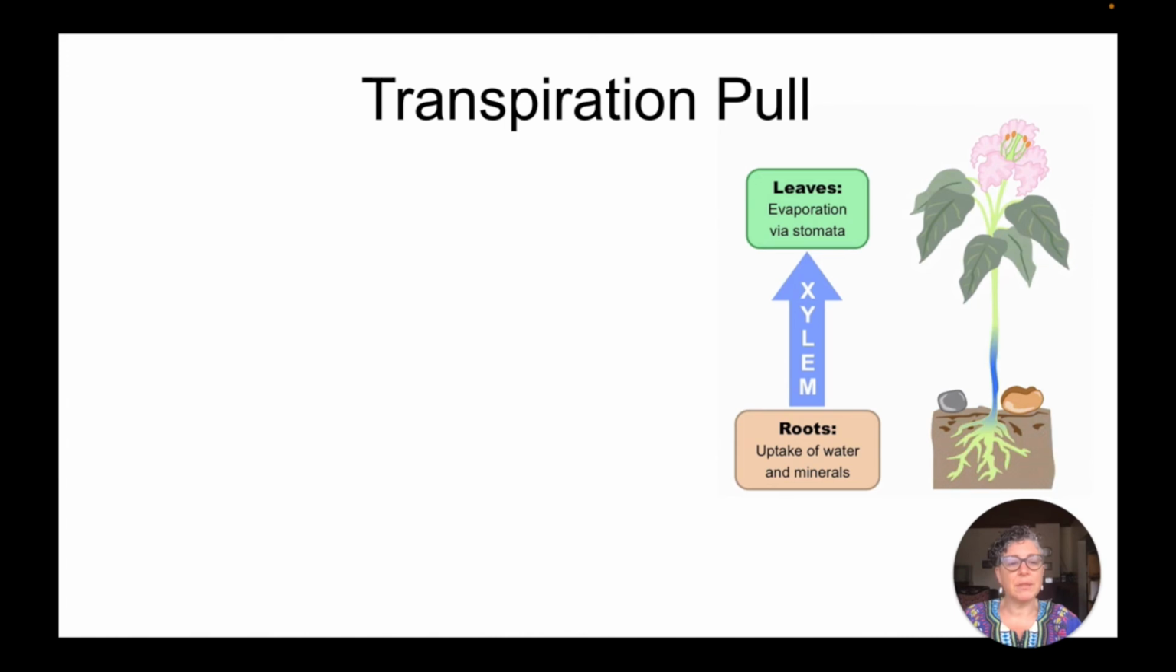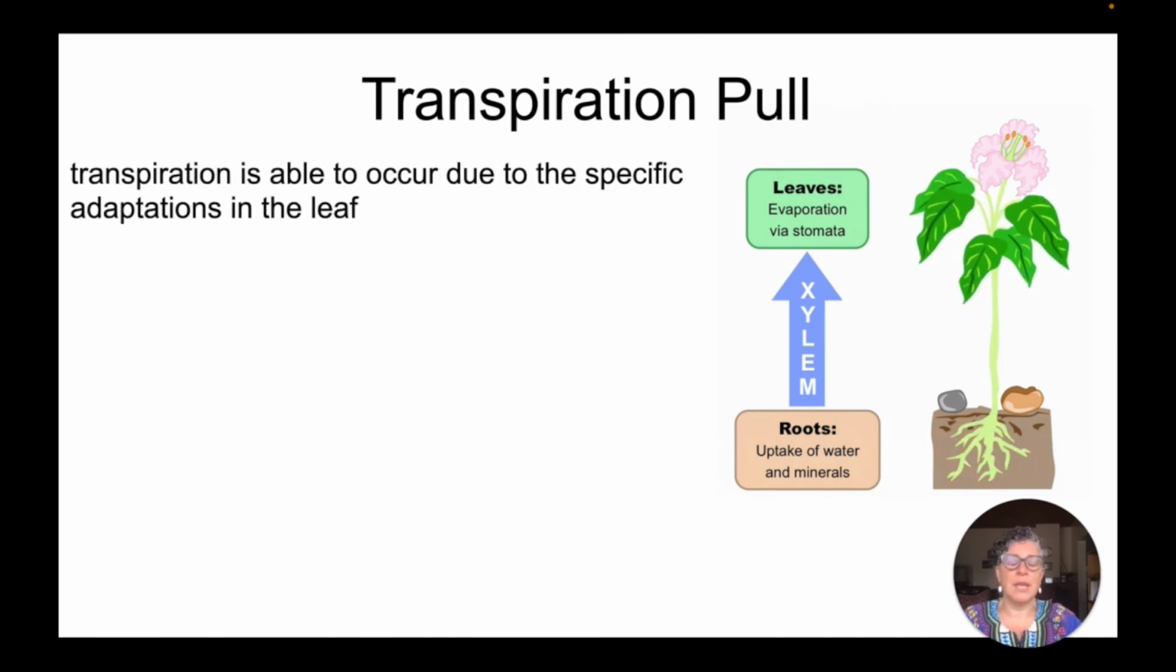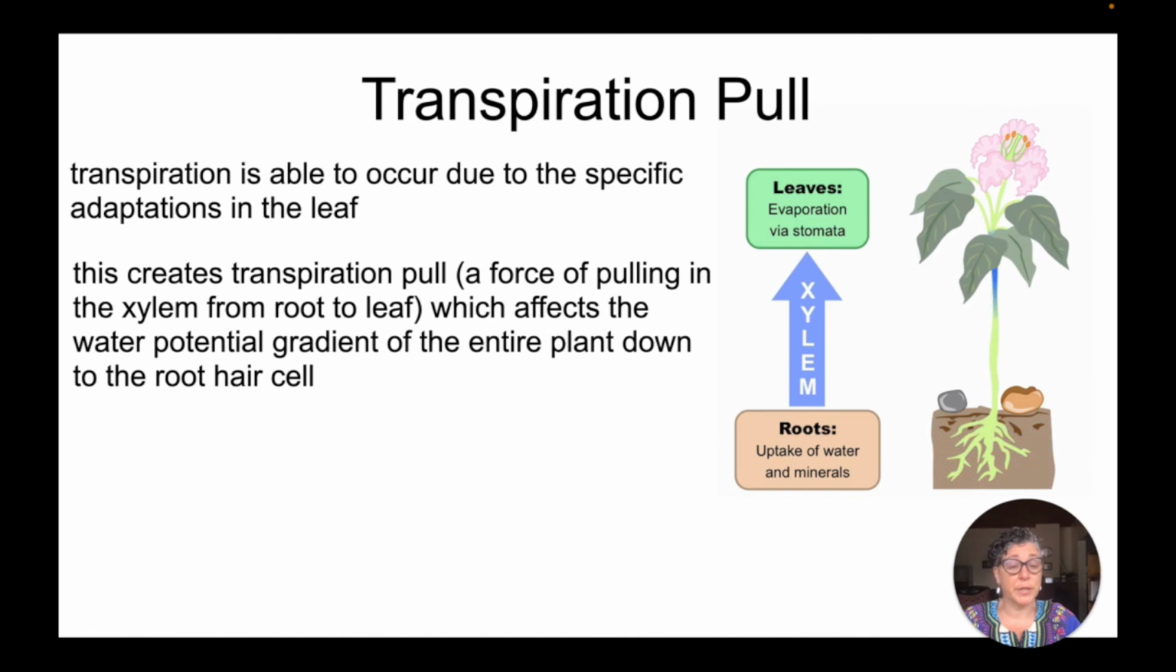So let's talk about this whole concept of transpiration pull. The roots are going to have minerals and water that are going to be absorbed into the roots via osmosis and travel through the xylem and the stem up to the leaves and evaporate and diffuse out. So transpiration is able to occur due to these specific adaptations that we've mentioned, the airspace and the stomata.